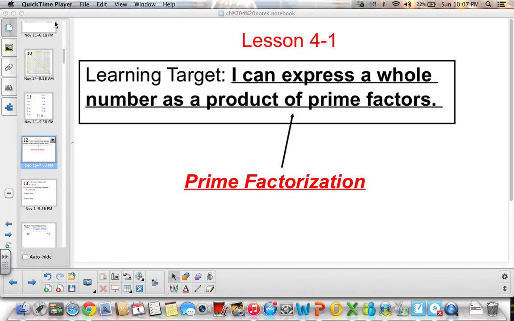So make sure you have a fresh spot in your notebook, a blank page. You can write down the learning target, which is expressing a whole number as a product of prime factors, which is what prime factorization is. So you want to write down that vocabulary term, and you can circle it and write an arrow up to the learning target so you know that that's the definition. So prime factorization is writing a whole number as a product of prime factors.